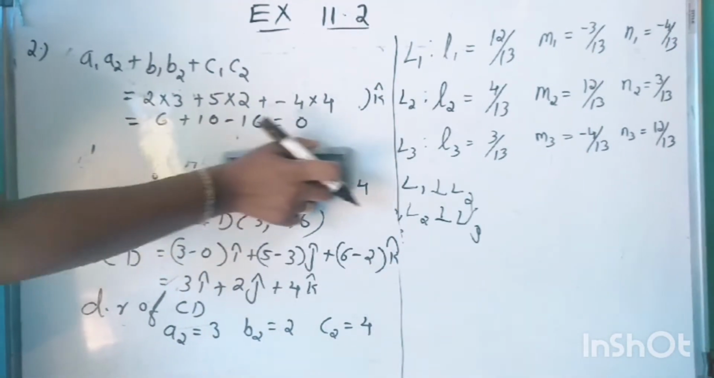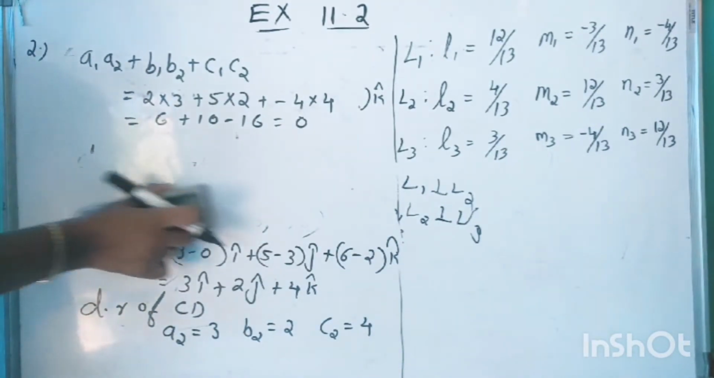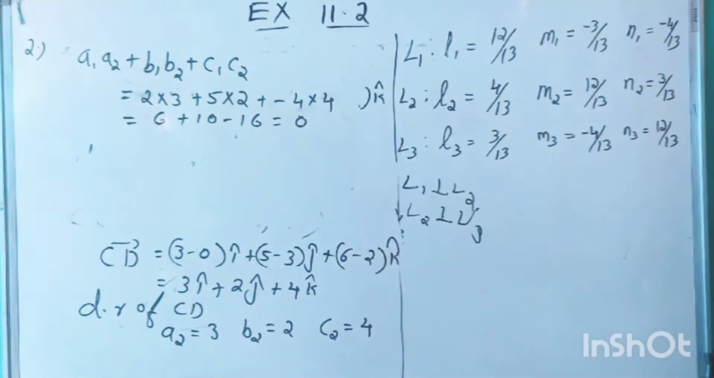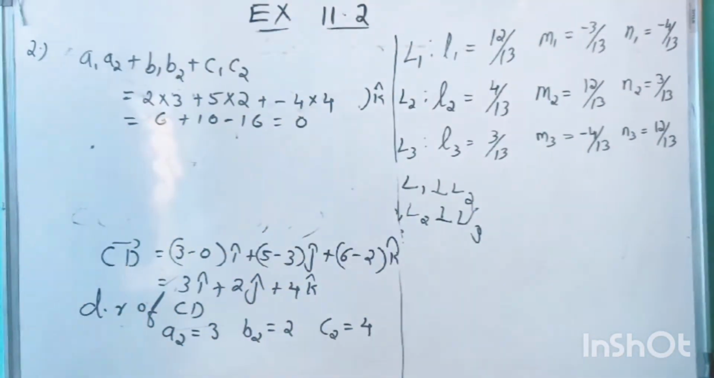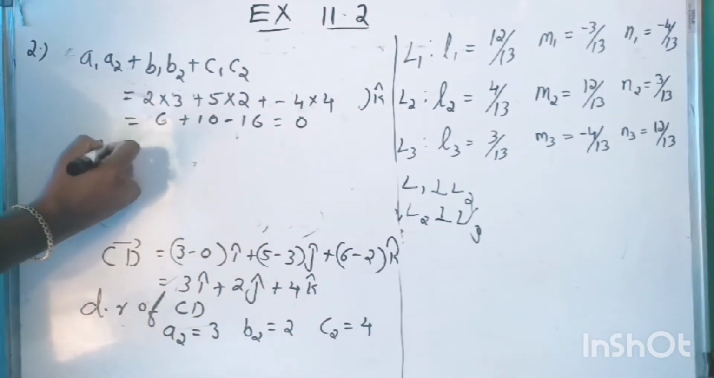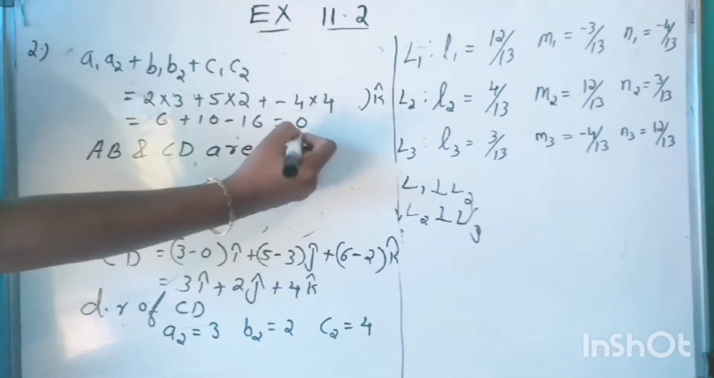So in the case of AB and CD, we got A1A2 plus B1B2 plus C1C2 equal to 0. Therefore, AB and CD are perpendicular.